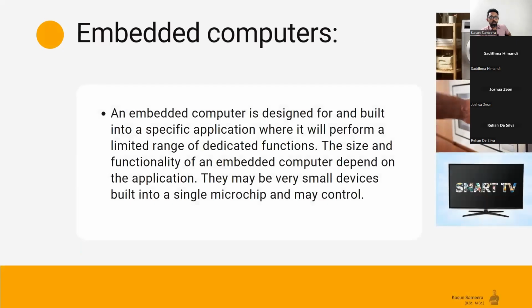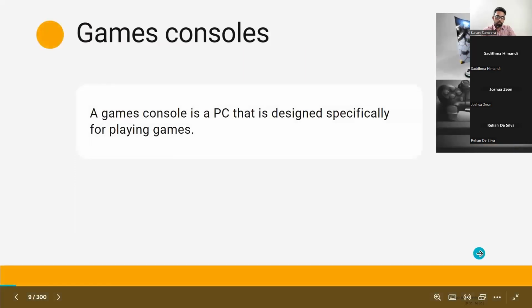Then embedded computers you can see on the pictures, right? Some kind of modern equipment especially designed for one purpose. There is a CPU inside and also there's a program running. When you look at automatic washing machines, there's a program running. Then we learn game consoles, easy.